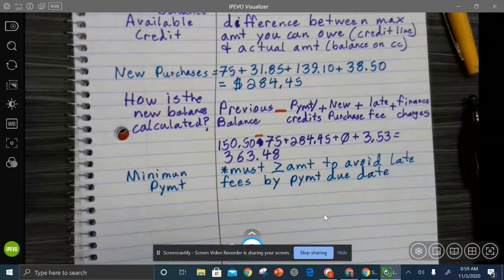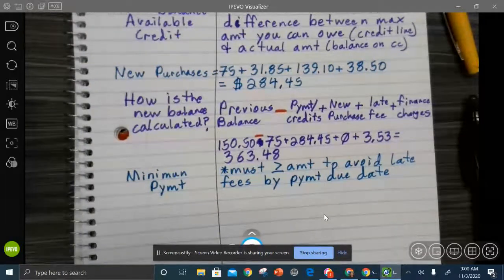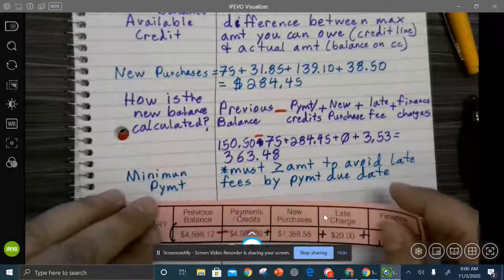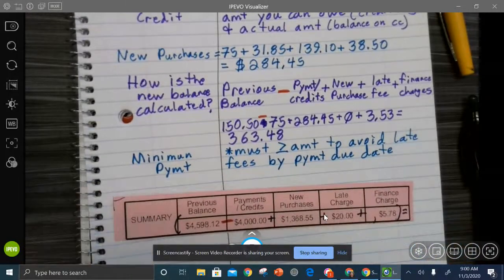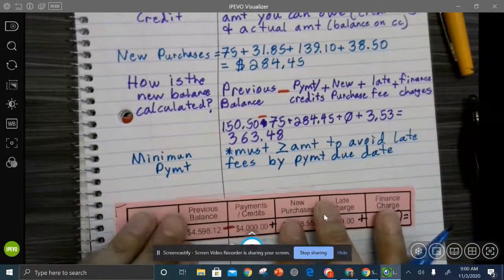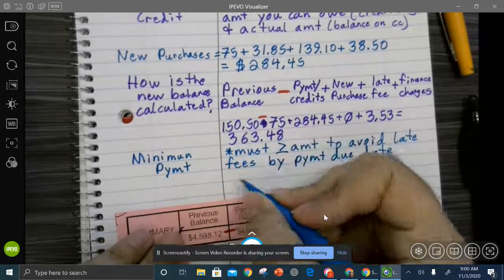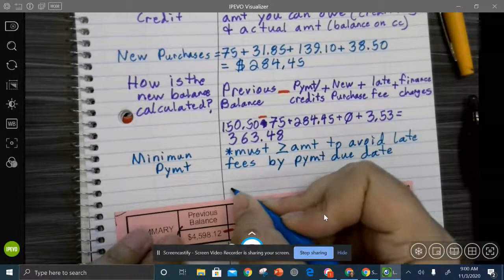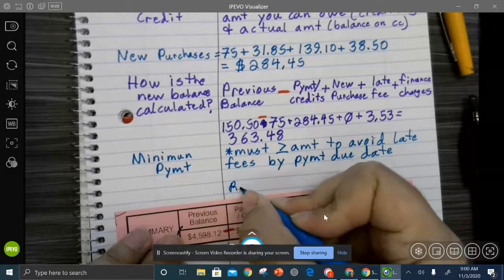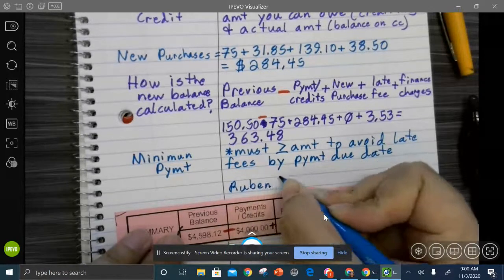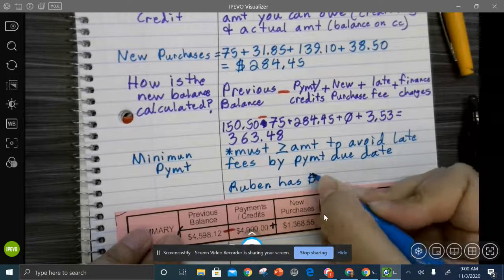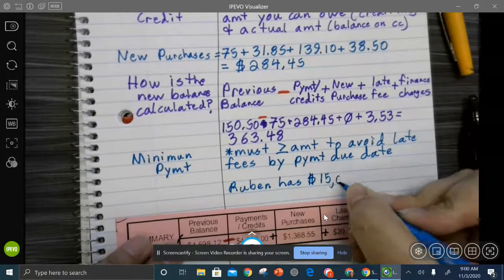Okay. So let's look at another example, everybody. So let's go ahead and calculate that. Let's do an example with this one, everybody. So Ruben has a $15,000 credit limit.